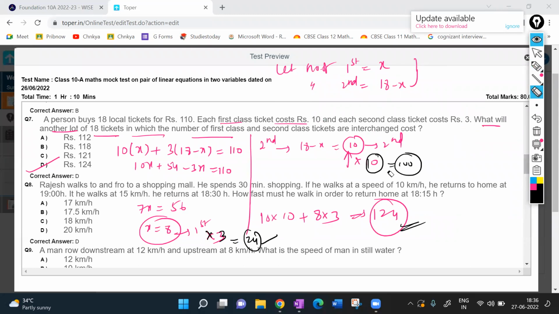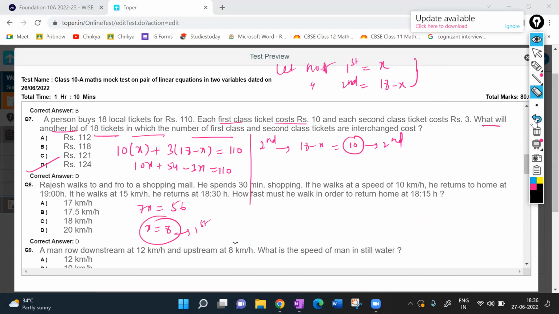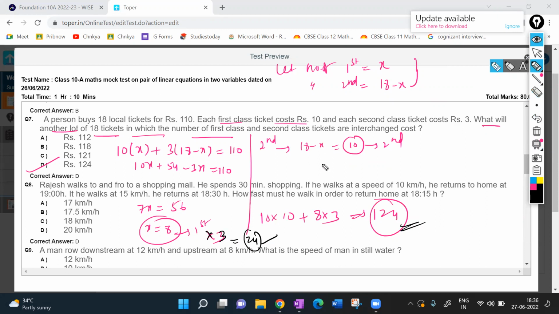How did you get that equation for the second class ticket? 18 minus which one? 18 minus x, sir, this one? Yes. No, very simple. Look at this here. I got the x value. 18 minus how much? 10 only, or not? Yes, sir. That is how I got it. The 10 is the number of second class tickets.